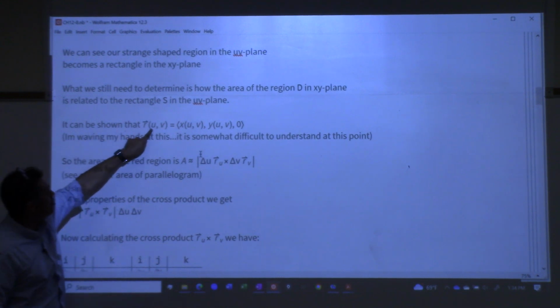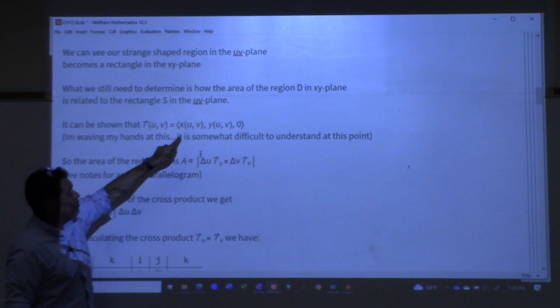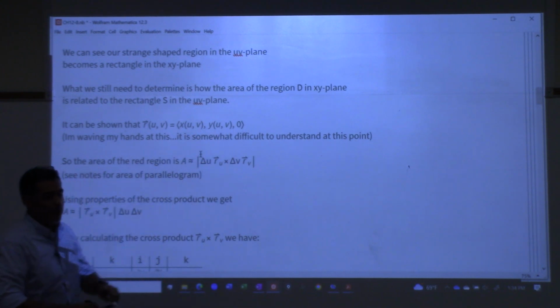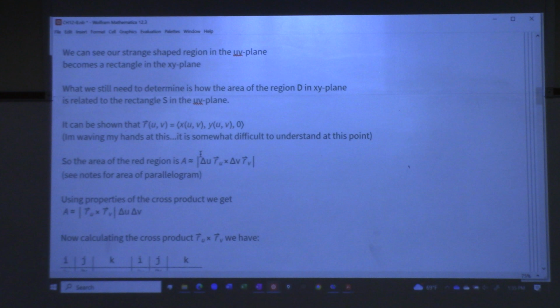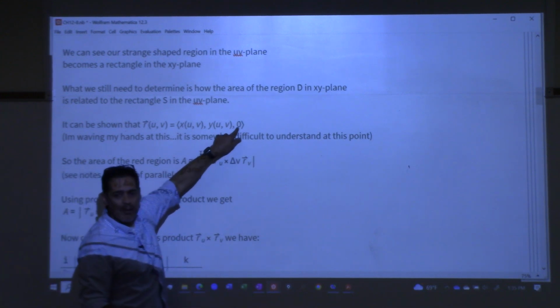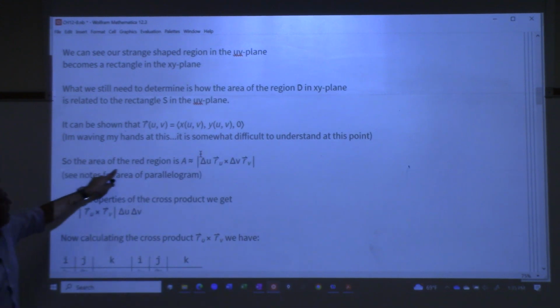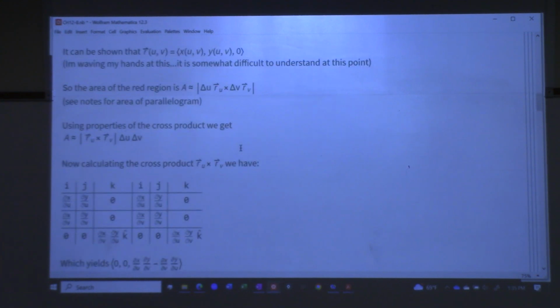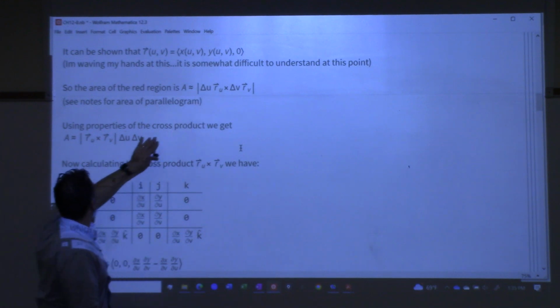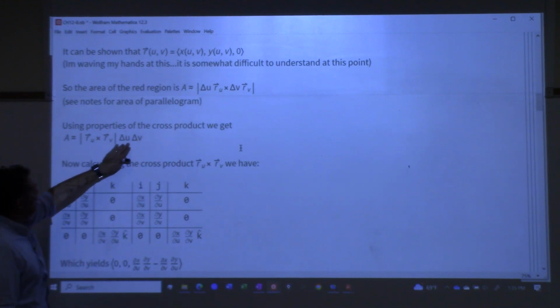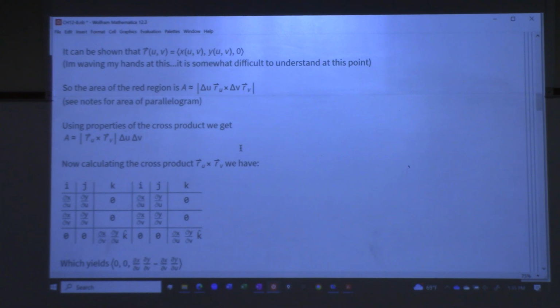You have some vector function, right? It's in three-dimensional space because you have to be able to do a cross product, right? So to do a cross product, you need three-dimensional space, which is why I use a zero component for the Z. And so now I cross it and I get an area that is approximately the area of the parallelogram, which is the magnitude of the cross product. Then we use a property of cross products that we can pull constants out, okay? So we can get this, and then we actually calculate the cross product.